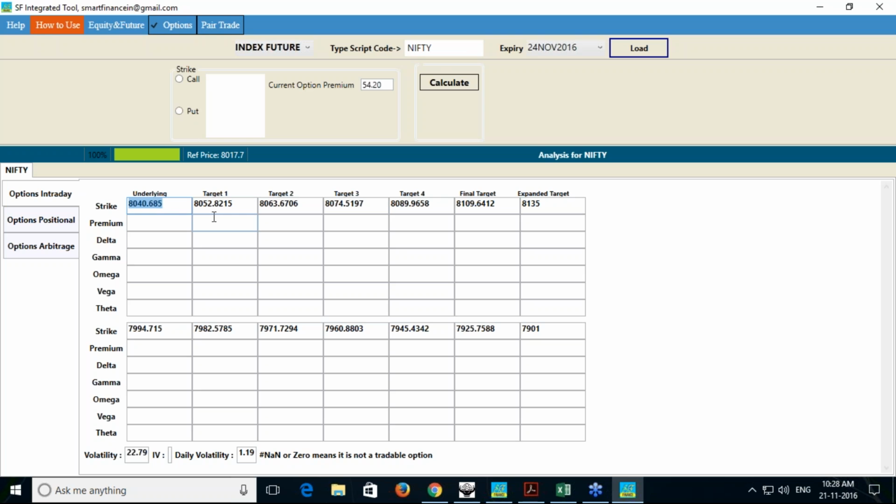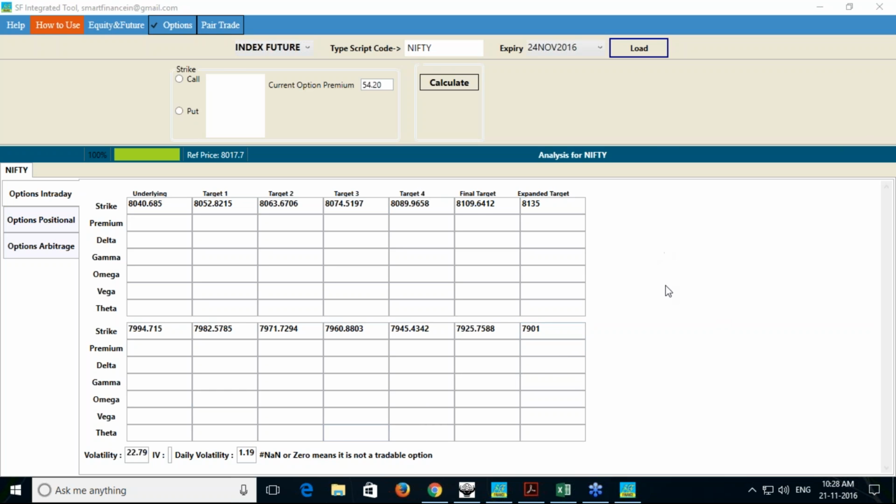At the 8041 level you can buy Nifty for a maximum target of 8135. You can think of selling at the 7995 level for a target of 7901. Hedge it with the appropriate option near that particular strike for an intraday trade. So this also you can do for an intraday trade.